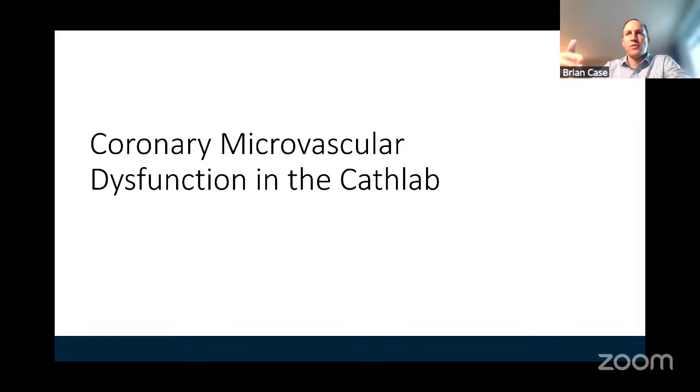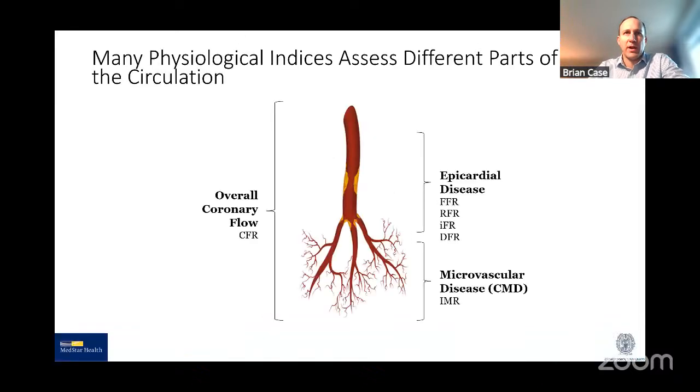And then you want to move on to your endothelial independent testing. So you want to do your invasive physiology to evaluate for coronary microvascular dysfunction. And what we're doing is we're looking at different physiological indices to evaluate the microvasculature. And if you want to do a good job evaluating for CMD with your invasive physiology strategy, you need to know the basics of doing physiology and understanding the different indices.